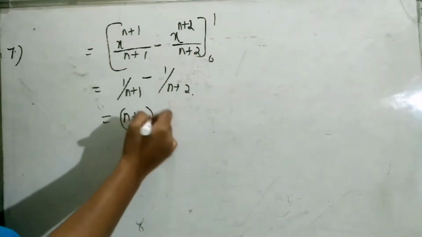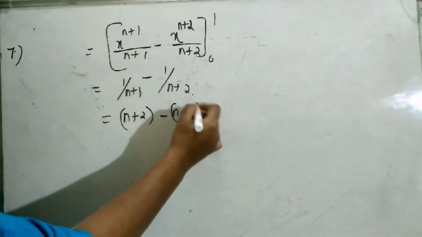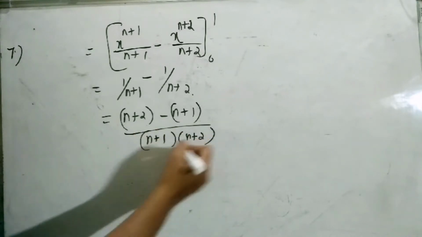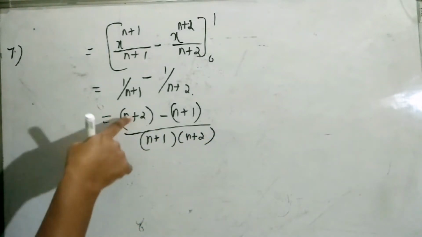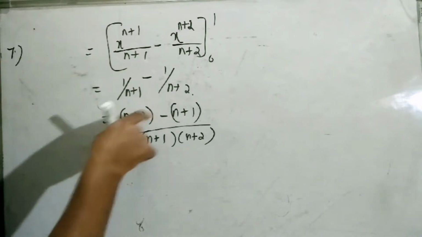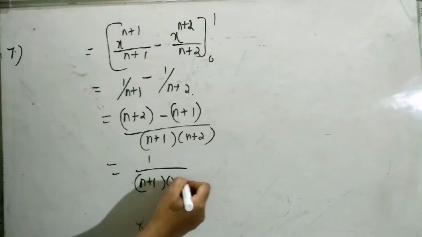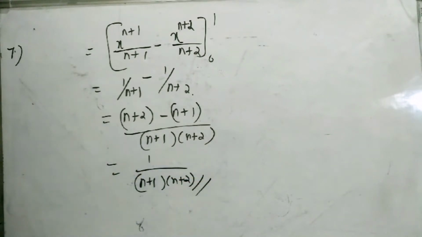Just take LCM. So n plus 2 minus n plus 1 divided by n plus 1 into n plus 2. And this is equal to, if you open that bracket, n and minus n get cancelled. 2 minus 1 is 1. So 1 divided by n plus 1 into n plus 2. Okay, this is our answer.